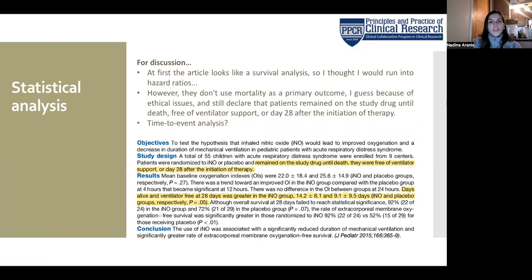As a discussion, I think that at first when I looked at this article, I thought it was like a survival analysis. So I thought I would run into hazard ratios or similar. But as I was reading it, I saw that they don't use mortality as a primary outcome, maybe because of ethical issues. I'm not sure, but they still declare that patients remain on the study drug until death, free of ventilator support, or until day 28 after the initiation of therapy. So I still think it looks like a time to event analysis, which would be really nice to discuss.